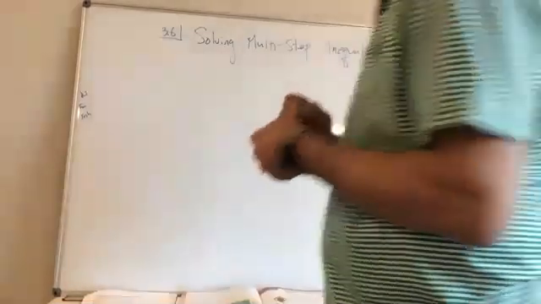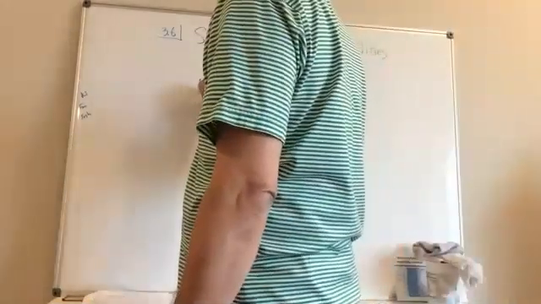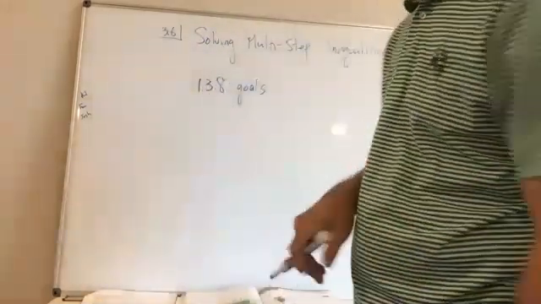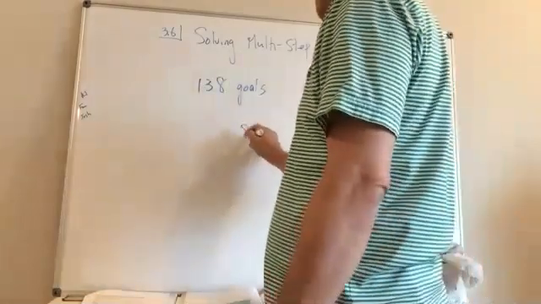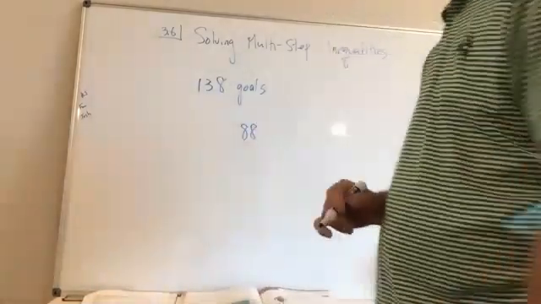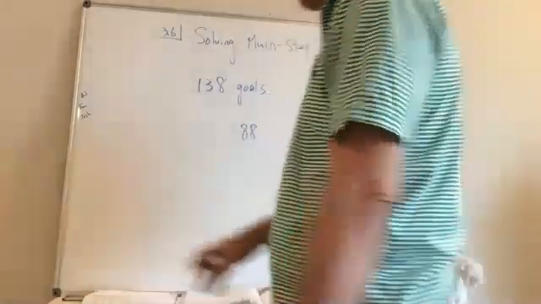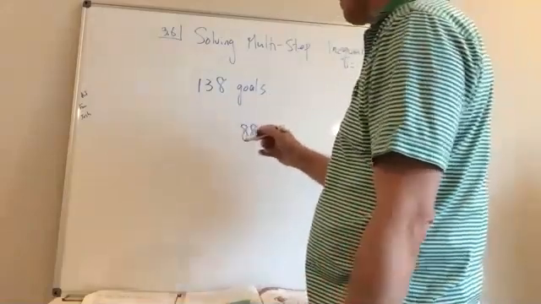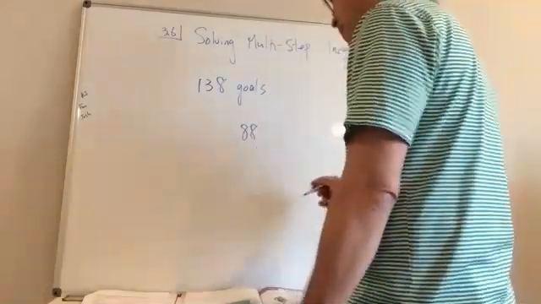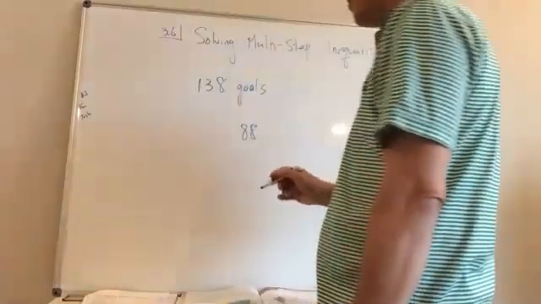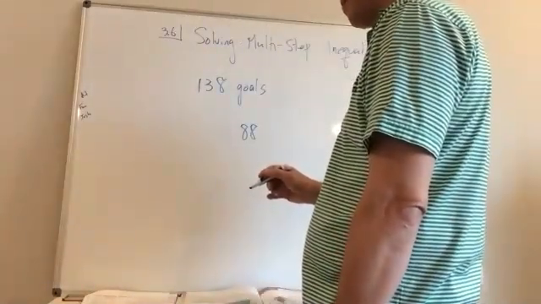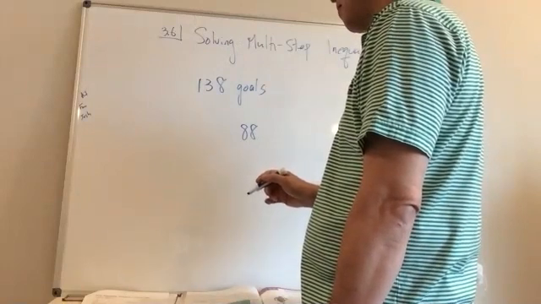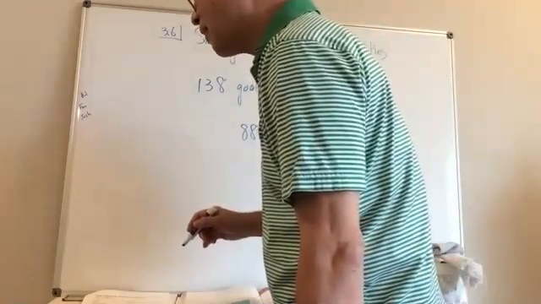So you have the record is 138 goals, right? This is the record that you're trying to break. And so far we have scored 88 goals, right? But we have 10 more games left, okay? So I have to make up how many goals here? Hua, how many goals do I have to make up here? The G amount of goals?